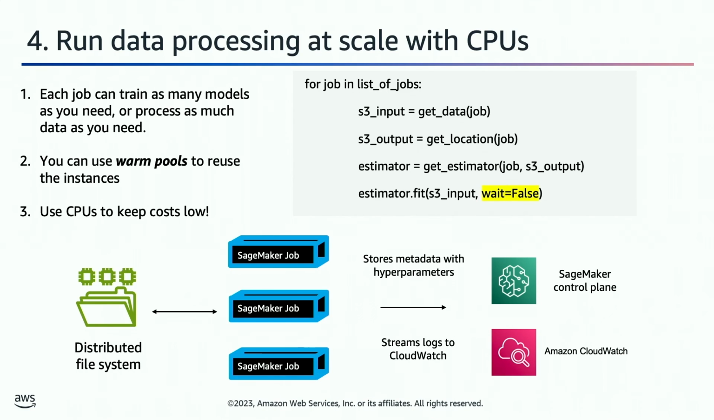Again, use CPUs for this. Do not use GPUs. It's too expensive. And then the C instance series is really nice for compute optimized. It's perfect for data processing, so it'll run really nicely for you. The M series is a little bit too expensive. I mean, the M series is nice, but the C series is perfect for this type of heavy compute workloads.